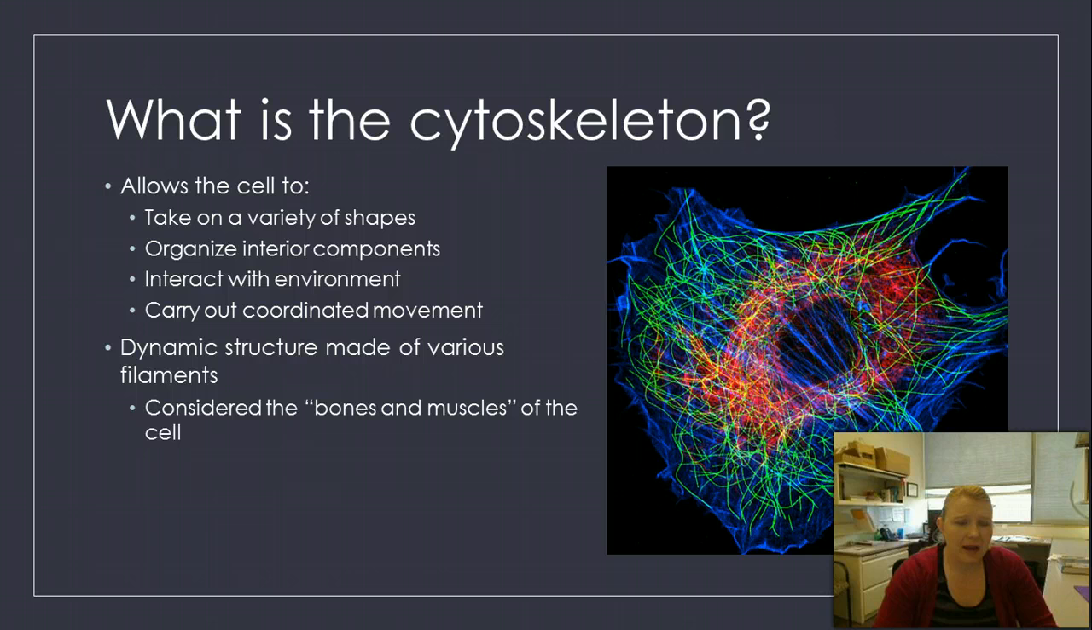And they can take on a variety of shapes, and their main role is to help organize interior components, and they have some other aspects too where they interact with the environment. They carry out coordinated movement. If the cell is capable of movement, it's the cytoskeleton that helps do that. And as I said, it's a dynamic structure. So once again, remember that having this cytoskeleton is what allows our cells to move and be flexible. Otherwise, we would have significant problems if anything happened that required our cells to stretch or bend.